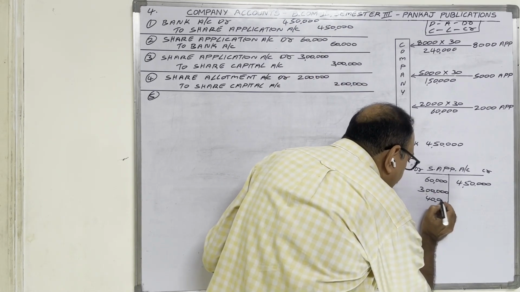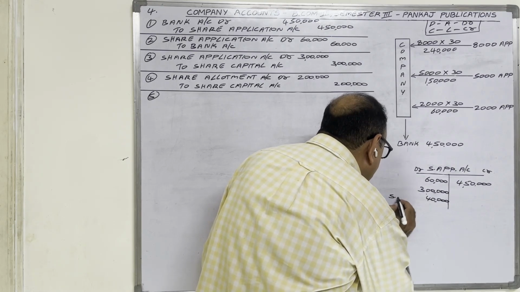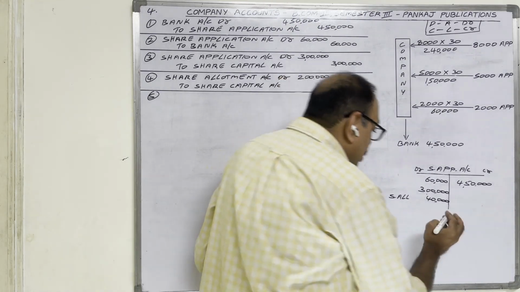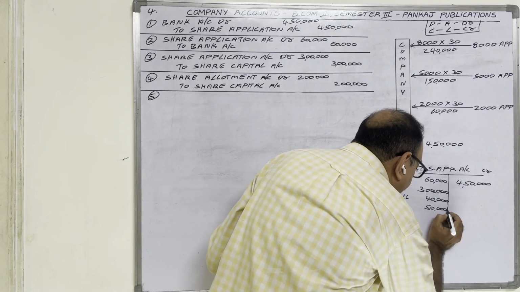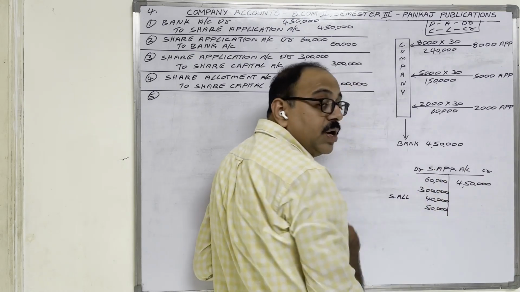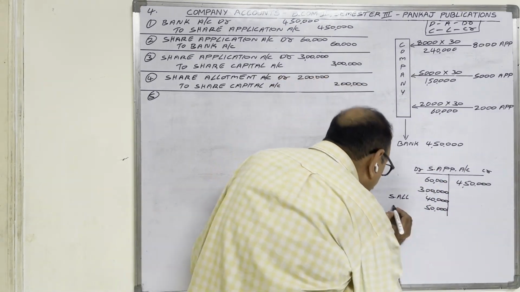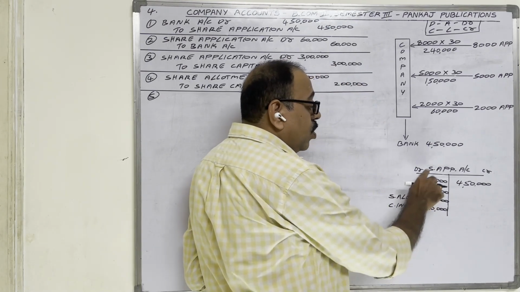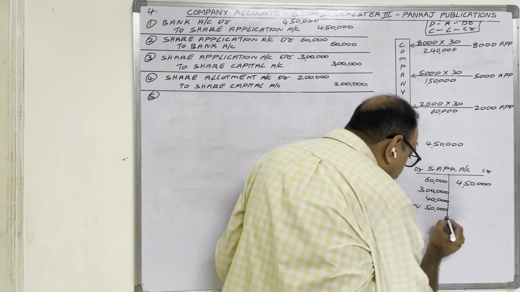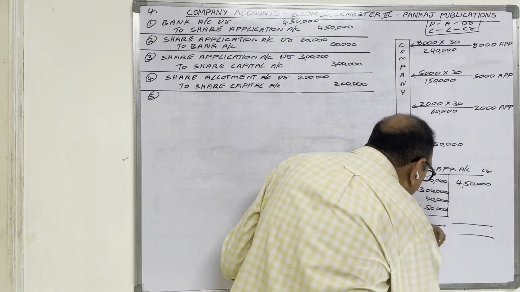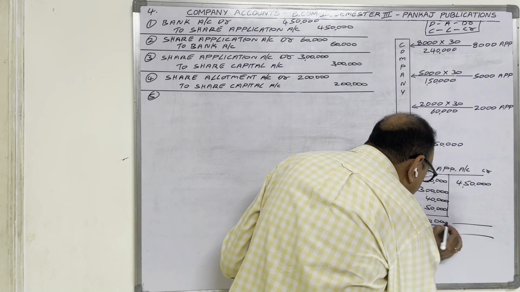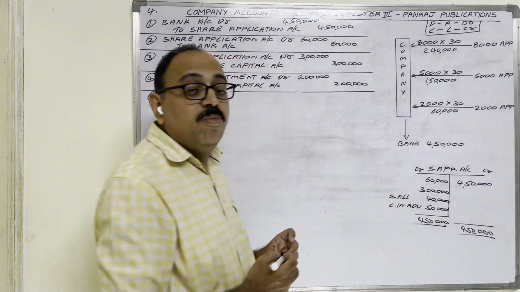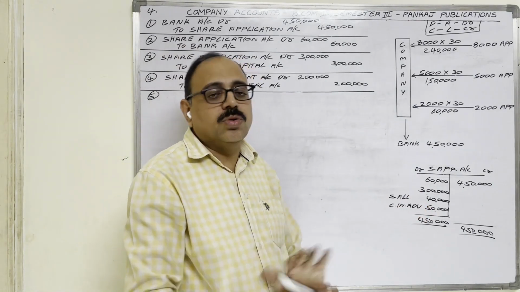40,000 the company wants to transfer to the share allotment account from the share application account. 50,000 is the final credit balance in the share application account now. By transferring to the calls in advance account, the company wants to close this share application account. Finally, the two side totals are 4,50,000. It means there is no balance carried out in the share application account. It means the share application account is closed.